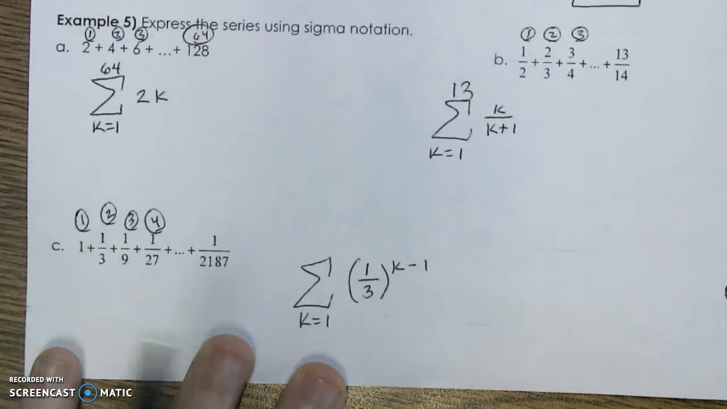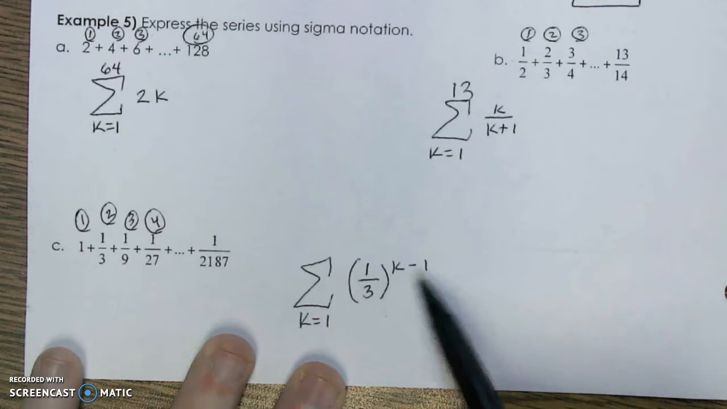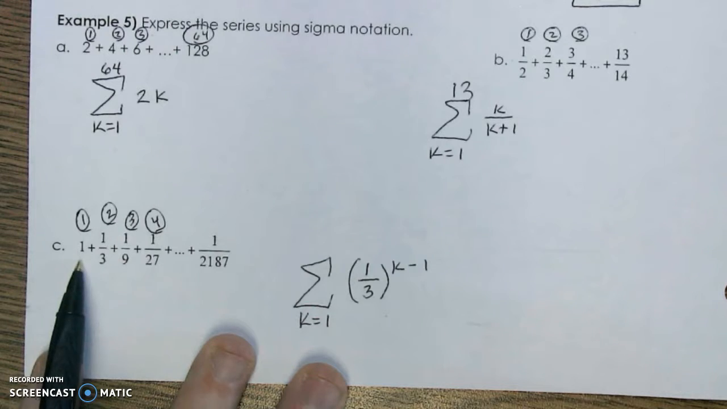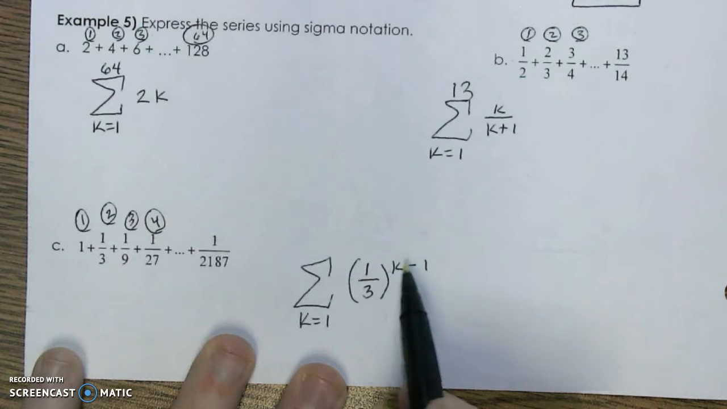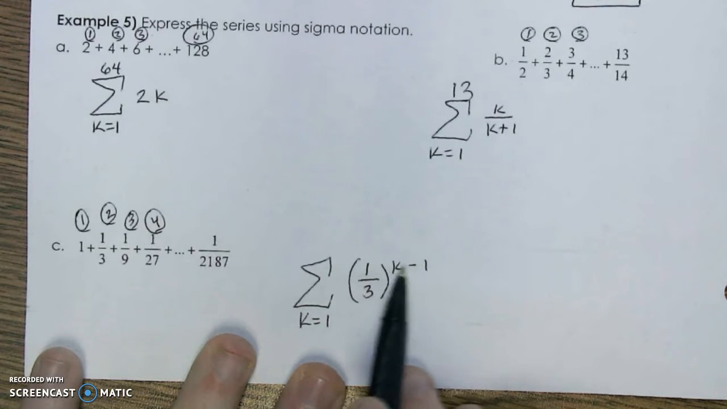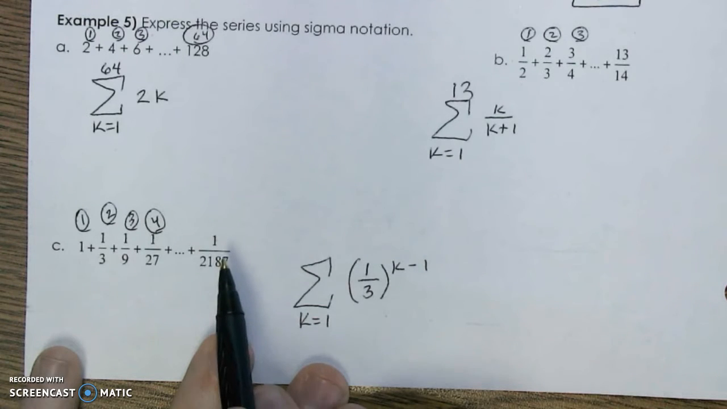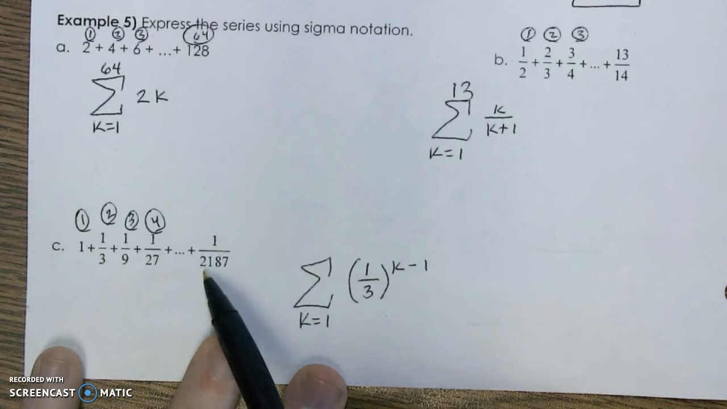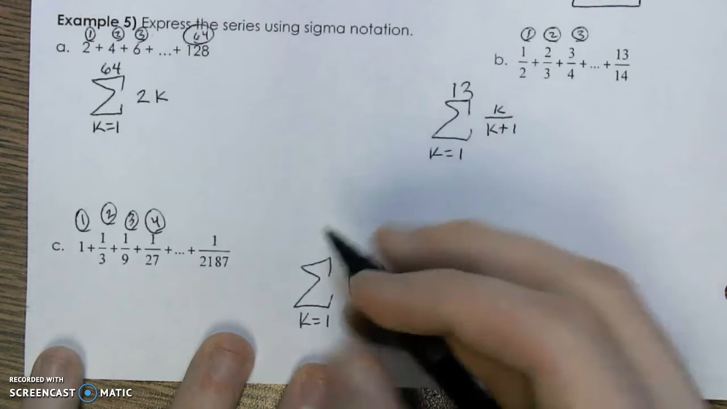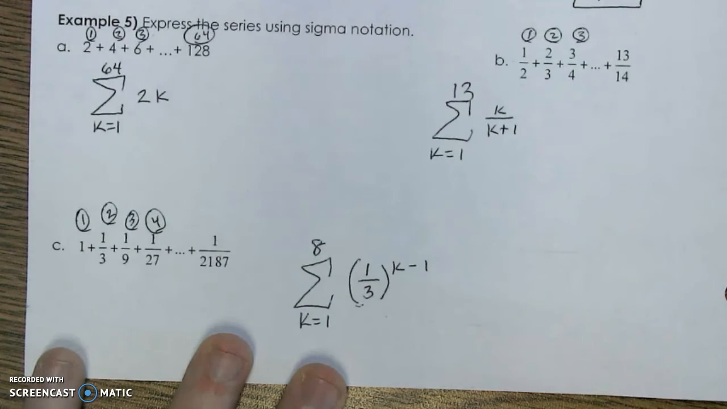So let me show you what I'm talking about. If I plug in 1, I get 1/3 to the 1 minus 1. 1/3 to the 0 is 1. If I plug in 2, I get 1/3 to the first, which is 1/3. If I plug in 3, I get 1/3 squared, which is 1/9. And if I plug in 4, I get 1/3 to the third, which is 1/27. So then I have to figure out what I am plugging in to get 1 over 2,187, and that would be 8. Because 1/3 to the 7th will give you 1 over 2,187.